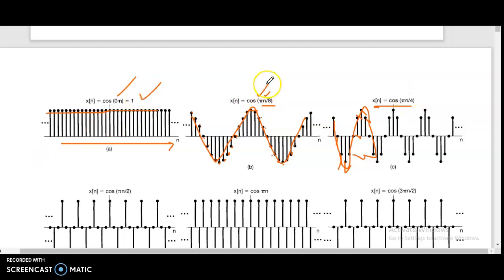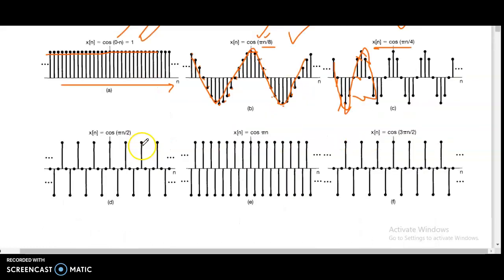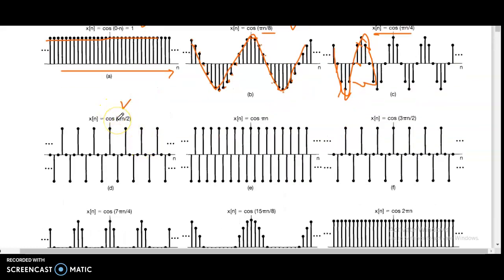Here 1, here pi n, that means cos of 0n equal to 1. Here n multiplication with the 0. Here n multiplied within the cos itself. Here cos n multiplied with pi, then divide by 8. Like this, then divide by 4. Pi n divided by 4, cos pi n divided by 4. Here divide by 8, here divide by 4. Here divided by 2. x of n equal to cos of pi n divided by 2.